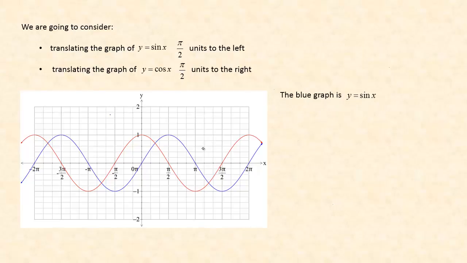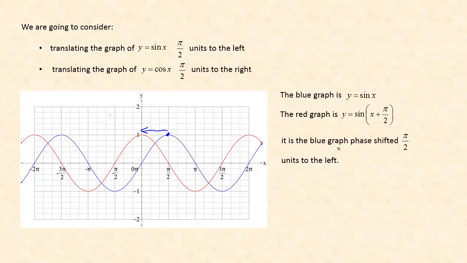So the blue graph is y equals sine x. Notice, for example, that the maximum here is when x is pi by 2. So what we're doing to get to the red curve is moving pi by 2 units to the left, as we set up here. So the red graph is y is sine of x plus pi by 2. X plus pi by 2 is the transformation that moves us pi by 2 to the left.